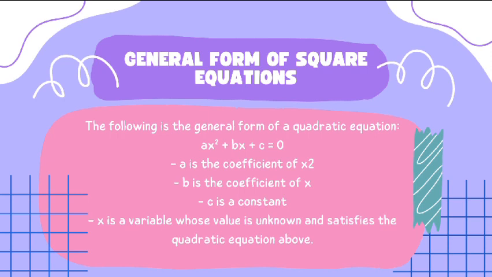General form of quadratic equations. The following is the general form of a quadratic equation: ax squared plus bx plus c equals 0. A is the coefficient of x squared. B is the coefficient of x. C is a constant. X is a variable whose value is unknown and satisfies the quadratic equation above.